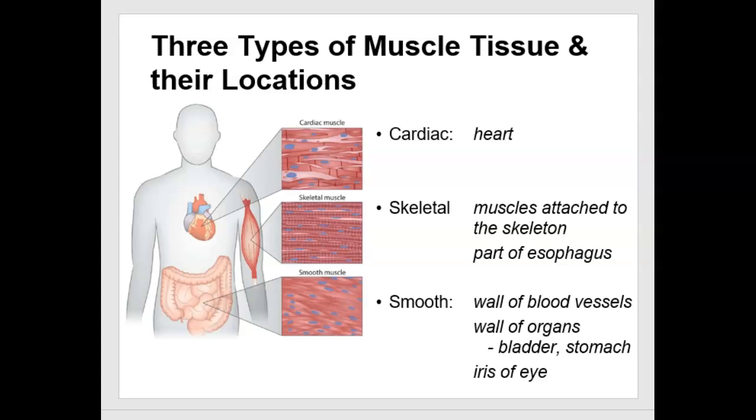And smooth muscle is found in the wall of blood vessels and organs such as the bladder, the stomach, the small intestine, and the large intestine. There's also some smooth muscle in the eye. It's what helps our pupil dilate or constrict.